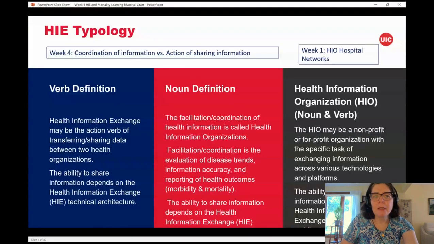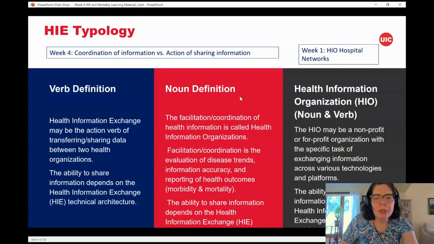Now, first, the HIE topology. As you will see in the readings, it discusses the coordination of information versus the actual action of sharing information. The verb definition involves the actual action of sharing information, whether it is between physicians in one hospital, more than one hospital network, etc. That is the actual verb definition.